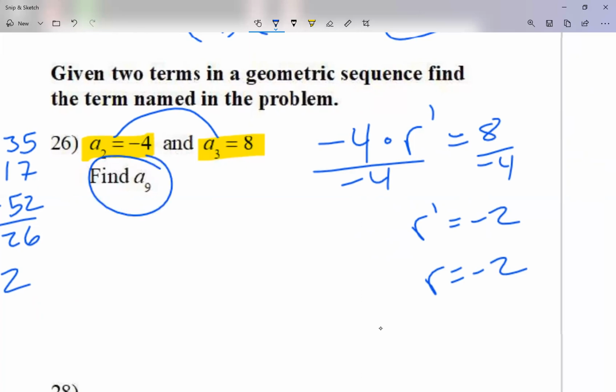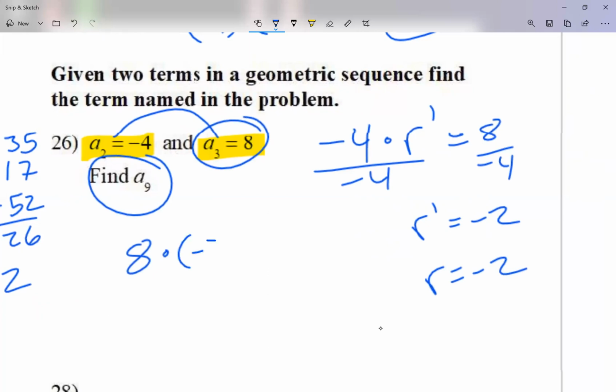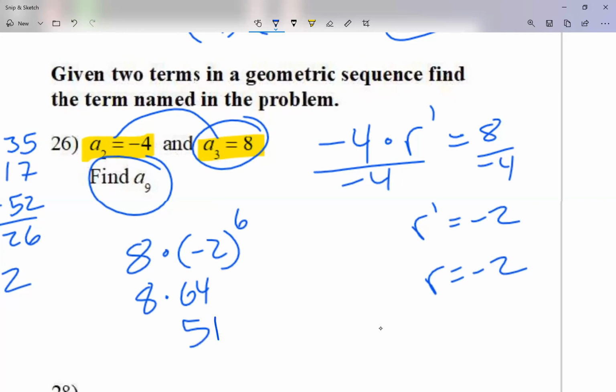Now I'm going to be able to find the 9th number on the list. But I'm going to start from the third number on the list. So 8, that's the third number. I had to multiply -2 6 times. Right, from the third number to the 9th number, that's 6 times. All right, so -2 6 times gives me 64. So I have 8 times 64 is equal to 512.